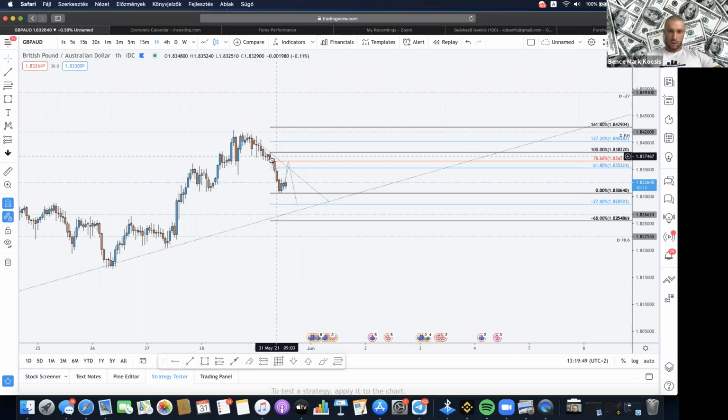Or the other scenario, you know, here is the last lower high level. Question: if the price is not respecting the 78.60, 61.80, final move 100, then pullback, then the continuation to the upside.